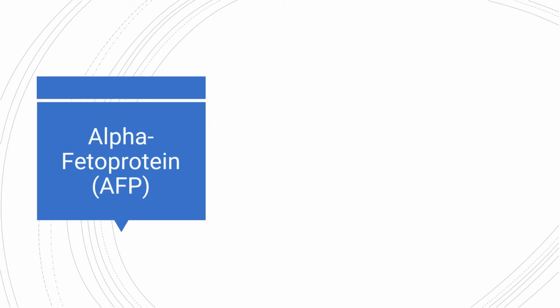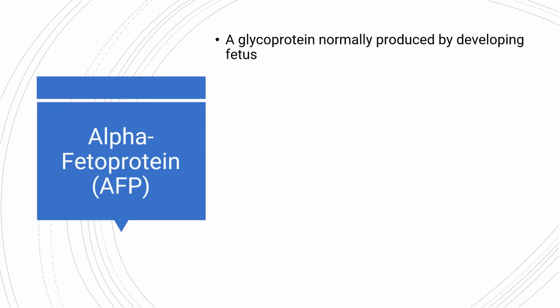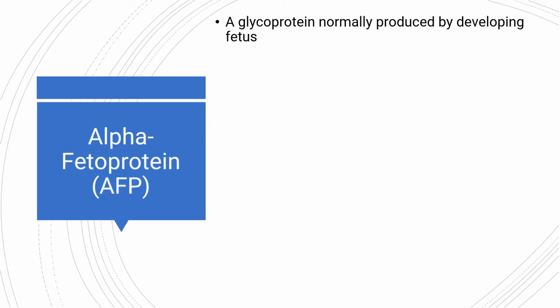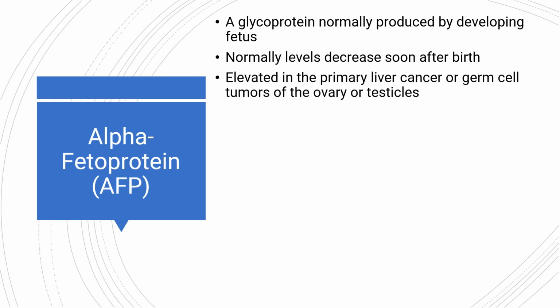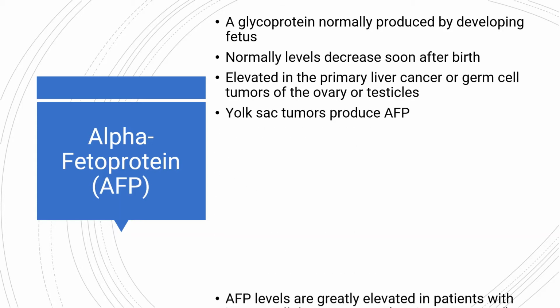Alpha-fetoprotein is a glycoprotein normally produced in developing fetus. Normally levels decrease soon after birth. Elevated in primary liver cancer, meaning hepatocellular carcinoma, or germ cell tumors of the ovary and testicles. In the testicles, that is nonseminomatous tumors of testicles. Yolk sac tumors also produce alpha-fetoprotein.